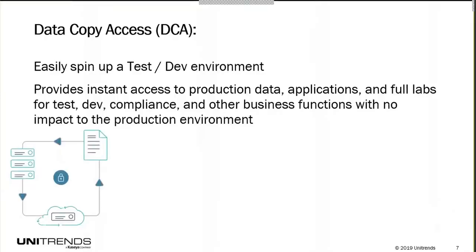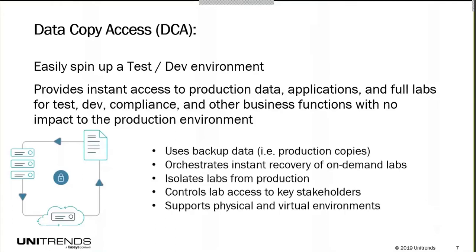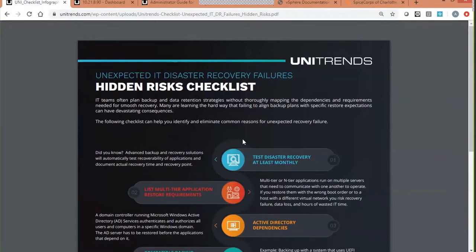Where Unitrends can help is with our data copy access. Data copy access is a function that enables our users to configure recovery tests right from the most recent backups that have been taken. So you're able to leverage that existing data to go in and certify applications, simulate the boot order and the failover of machines. Rather than talking about it, I would love to show everyone what this looks like.